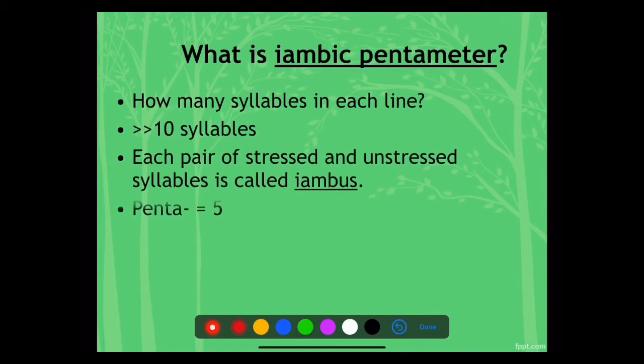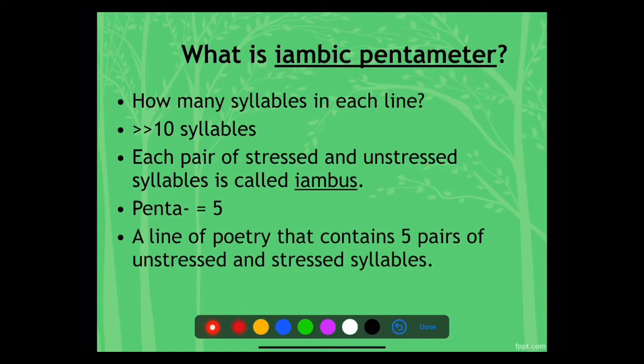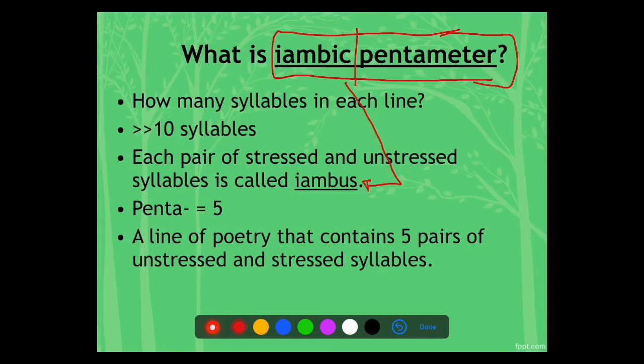For iambic pentameter, you need a specific number of syllables first. When you write a poem, the first line, second line, third line, all of these lines need 10 syllables. You have to separate the two words first, iambic and pentameter. Iambic has its root in the word iambus, which means each pair of stressed and unstressed syllables. No matter how many stressed and unstressed syllables you have, each pair you call an iambus.